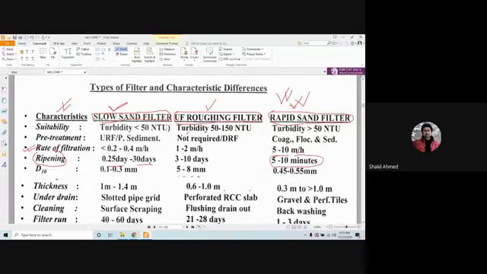And upflow roughing filter is kind of intermediate. Clear? I mean, this is faster, this is slower, and this is kind of larger than slow sand filter. Okay.